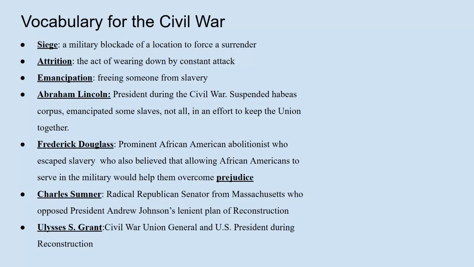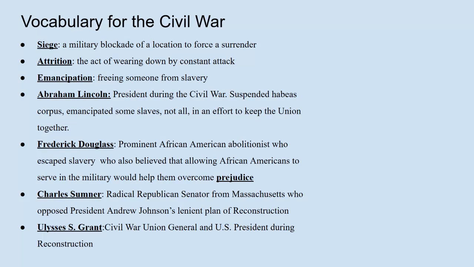Ulysses S. Grant, meanwhile, he is a Civil War general. He later becomes president of the United States during Reconstruction. Ulysses S. Grant is probably the best general the United States had, the Union had during this time. What he would do is he looked at the war and saw the advantages the North had, and so he used a strategy of attrition. And what that means is that, for months, he would constantly attack and wear down the Southern Army.